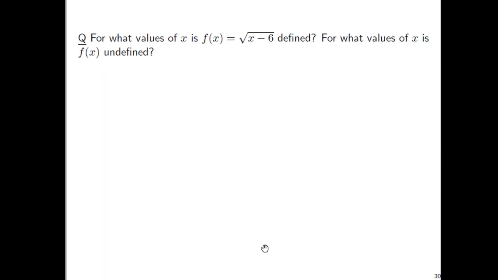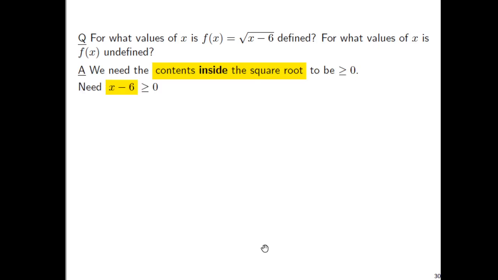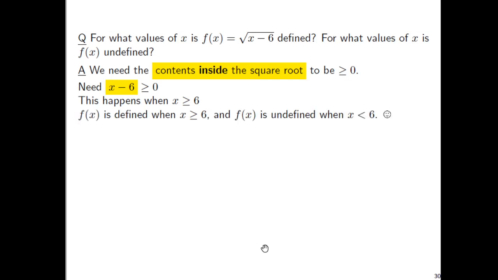Okay, for what values of x is f of x equal to root x minus 6 defined, and for what values of x is f of x undefined? So again, we do the same kind of thing. The contents inside the radical, this time, is x minus 6. That has to be greater than or equal to 0. So add 6 to both sides of that inequality. X is greater than or equal to 6. So f of x is defined when x is greater than or equal to 6, and f of x is undefined when x is less than 6.